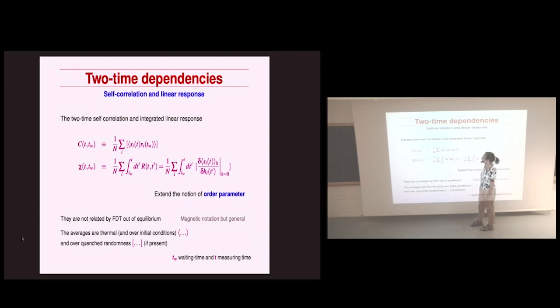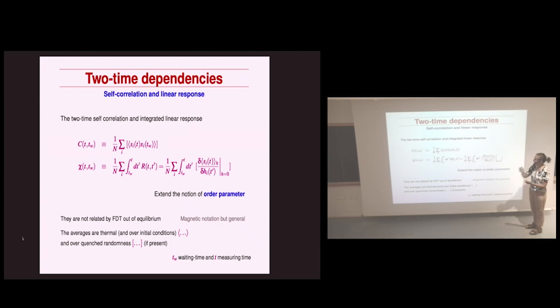And these square brackets, sorry, are if you have quenched randomness in a calculation, the average over the quenched randomness. So this is quite a natural and typical correlation function. Next, there is the linear response function that Irene was mentioning yesterday.